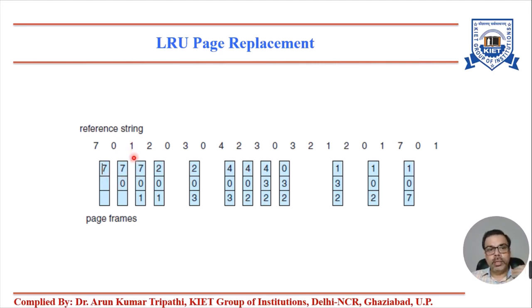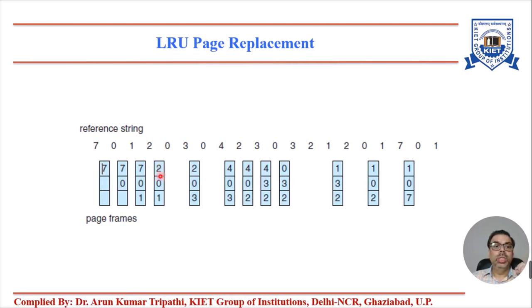Then 1 is not in the main memory, but it can be brought into the main memory in the free frame from the secondary memory. So there are 3 page faults. Now address 2 is generated. Which one was not used for a longer time? 1 was just used, 0 before that, and 7 was not used for a longer time. So 7 will be replaced by 2. So 2 will be brought into the main memory.